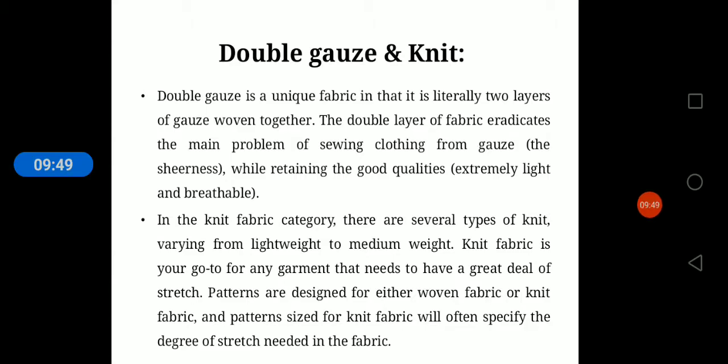Double gauge and knit. In knitting there are two types of gauges, single gauge and double gauge. According to the compound needle type, the double gauge and single gauges are used. Especially the double gauge fabrics are very lightweight. In warp knitting only they will be used.